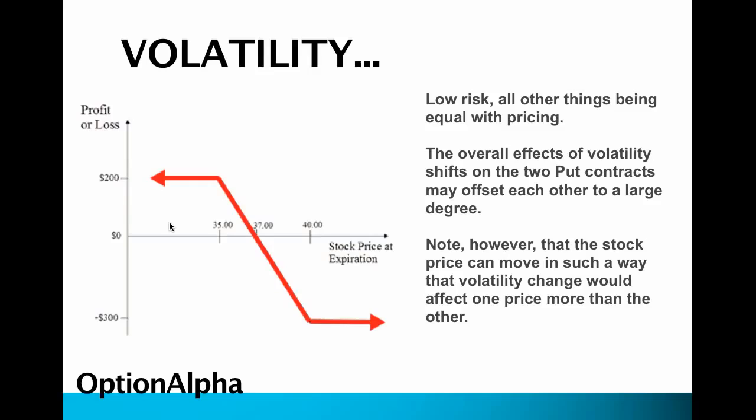Volatility for this particular strategy is going to be a non-factor overall. Since you're long an option and short an option, volatility is more or less going to offset each other to a large degree. So volatility is something that you don't really have to consider. It is going to make a big change as you start to get further out in your out of the money options. As they get more out of the money, they're going to be more susceptible to big changes in volatility. But for the most part, it's not going to make that big of a difference if you keep your strike prices close.